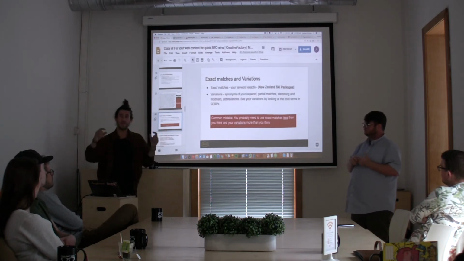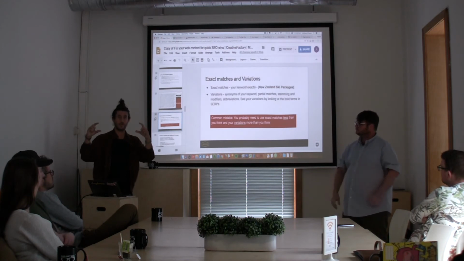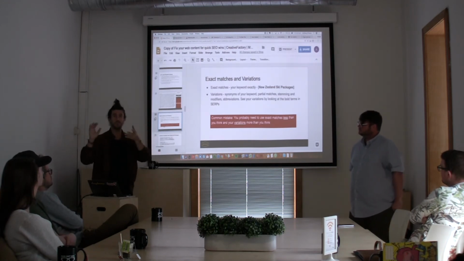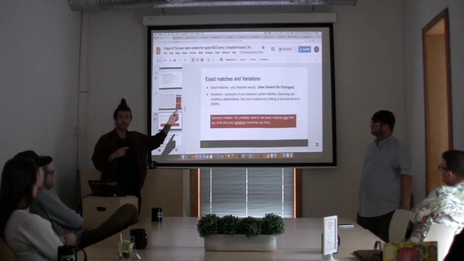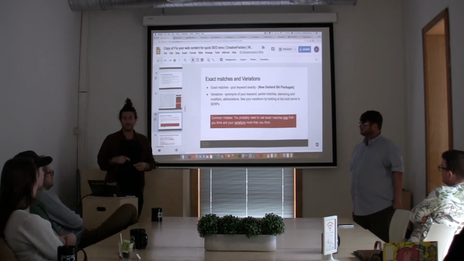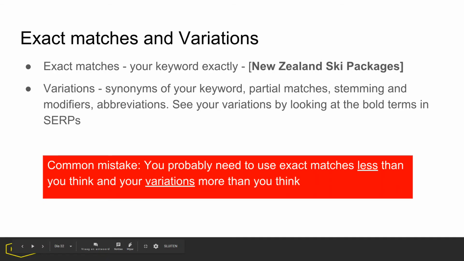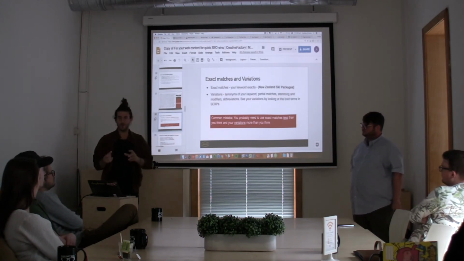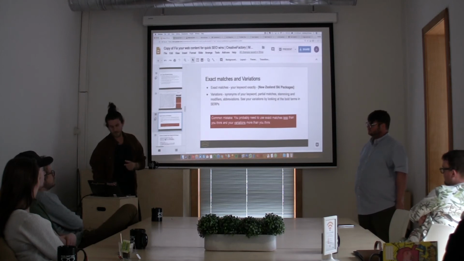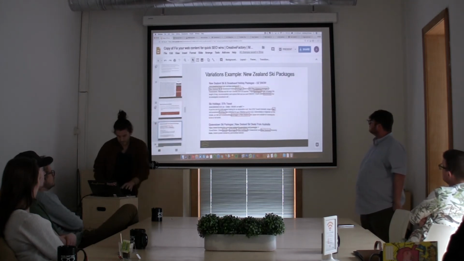Exact matches are the exact phrase, the primary keyword that you've got on your page, without any variables in it. So in this case, New Zealand ski packages. The variations are the things that I'll show you in a minute come up in bold when you do that search in Google. And they could be really closely related words, like synonyms. They could be just partial matches of the longer phrase, so just single words or part of that longer phrase. They could be just little modifiers or abbreviations, and it looks kind of like this. Let's see if I can zoom.